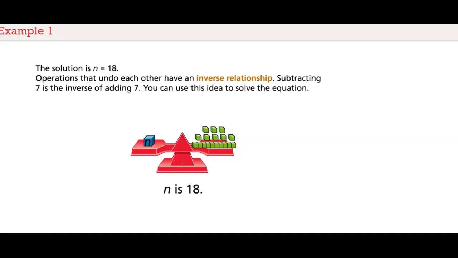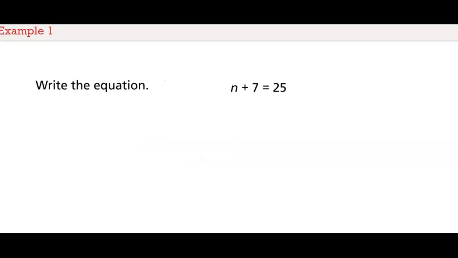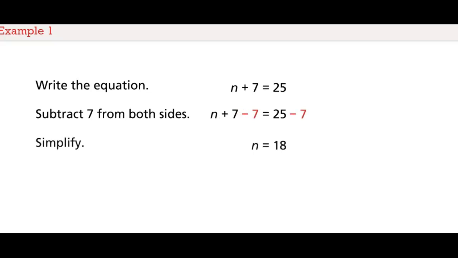Operations that undo each other have an inverse relationship. Subtracting 7 is the inverse of adding 7. You can use this idea to solve the equation. Write the equation. Subtract 7 from both sides. Simplify.